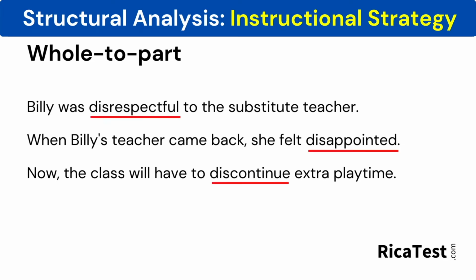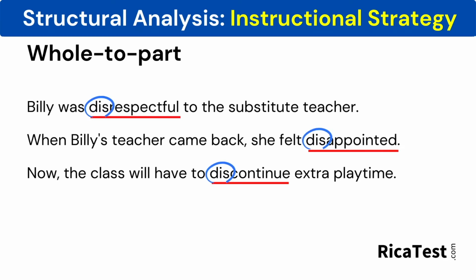Now, once the teacher has read each sentence to the students, it's time for the teacher to reread each sentence and underline the target words as the teacher reads. So here we have disrespectful, disappointed, and discontinue. Now the teacher will focus and circle the common element that is found within each word. All words that begin with the prefix dis.